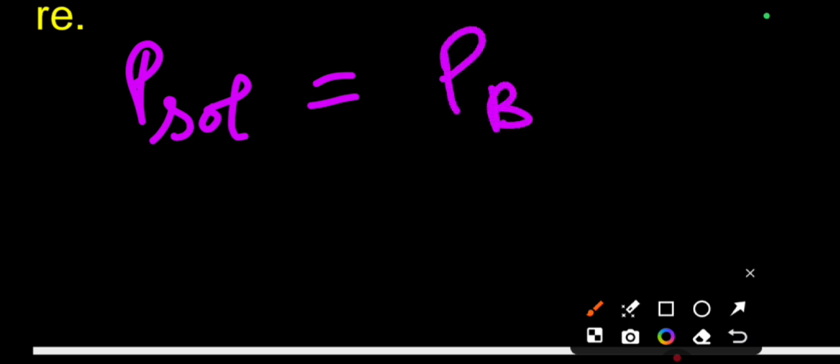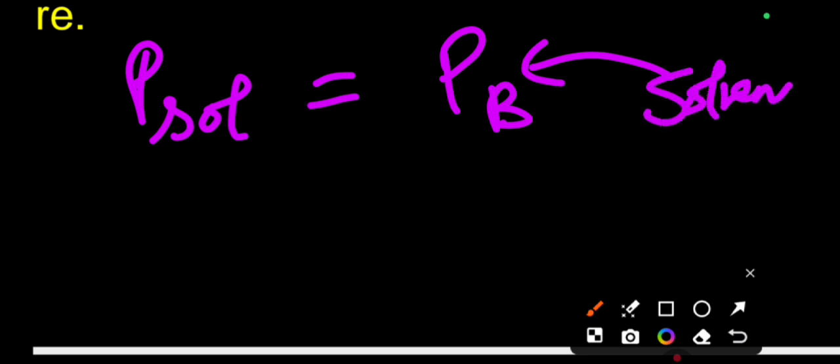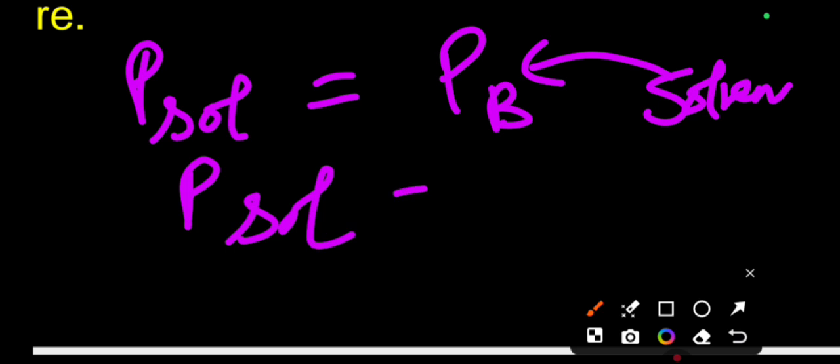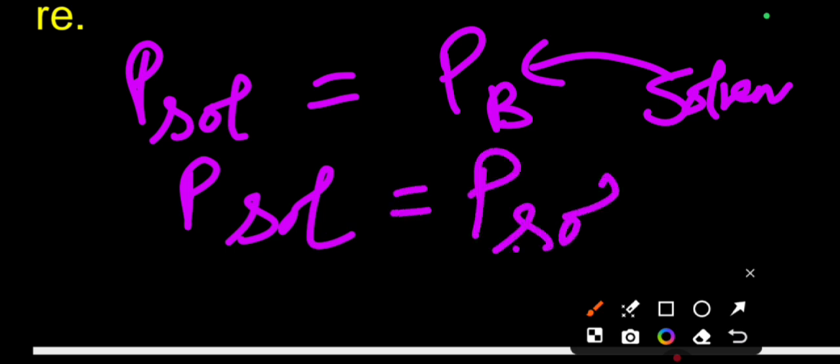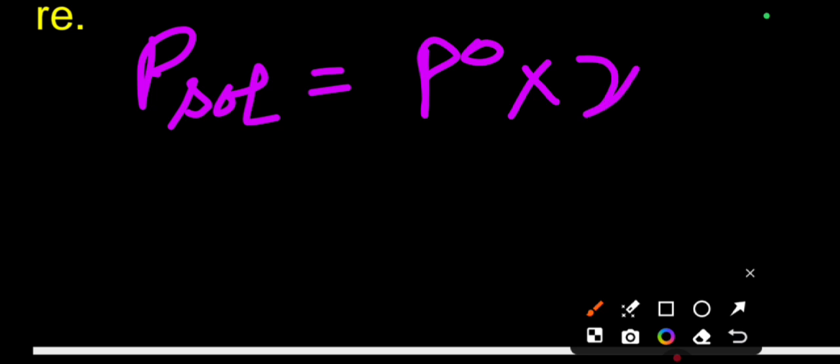PB, whatever you can consider it, here you can consider as the solvent. So we can write like this: P solution is equal to P solvent. As we know already, P solution is equal to P solvent. P solvent means the partial pressure exerted by the solvent, and that is equal to P naught into X solvent. In terms of solvent only we will take here.